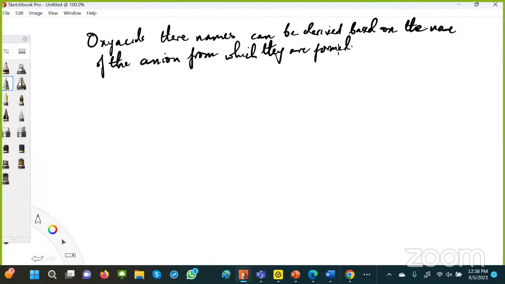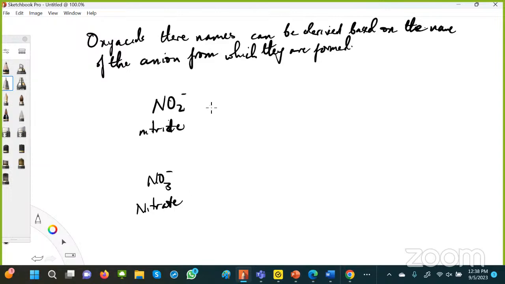All right. So I think the best way to go about explaining this is to use some examples, right? And I'm going to use two ions here. This one, which is known as the nitrite ion, and this one, which is known as the nitrate ion, all right?